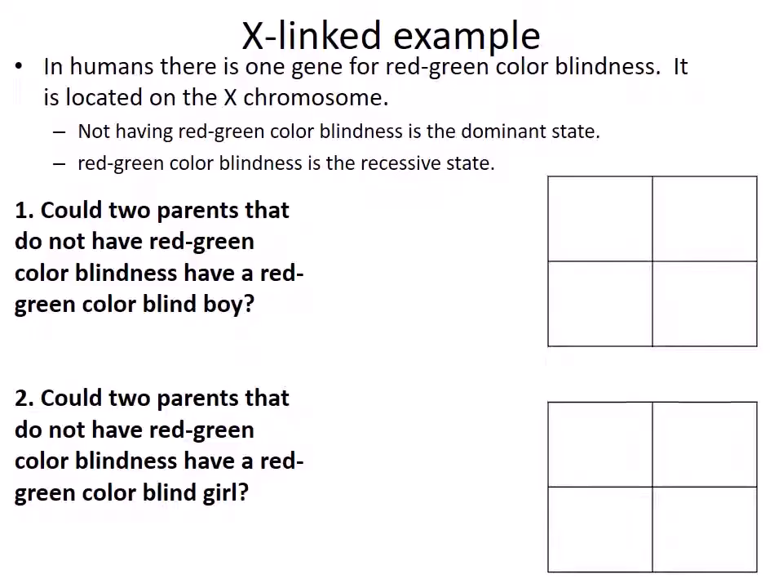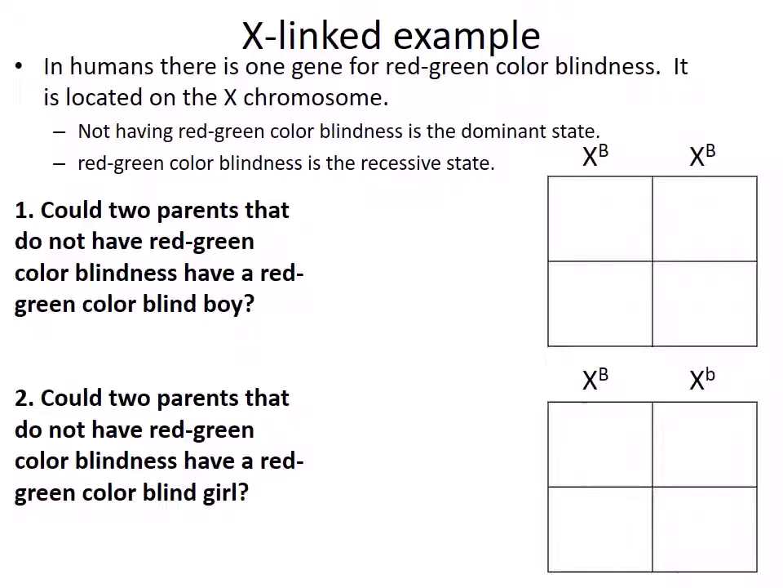So could we have two parents that do not have red-green colorblindness have a red-green colorblind boy? If so, we have to think about the possibilities of the mother. She could either be a carrier for red-green colorblindness or be homozygous for not having red-green colorblindness. So those are our two mom options there.